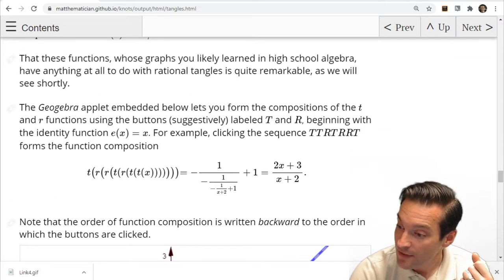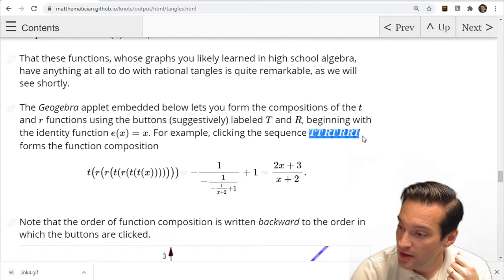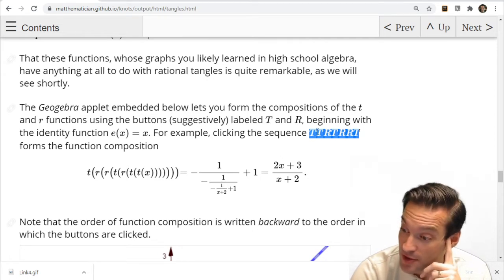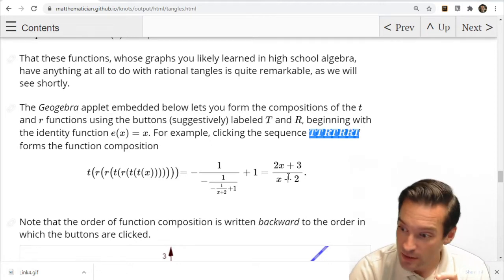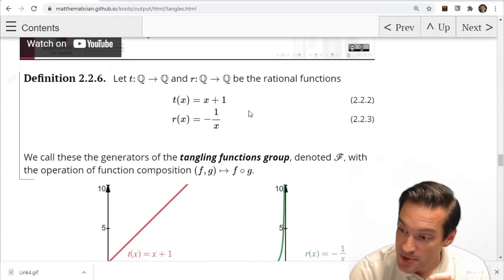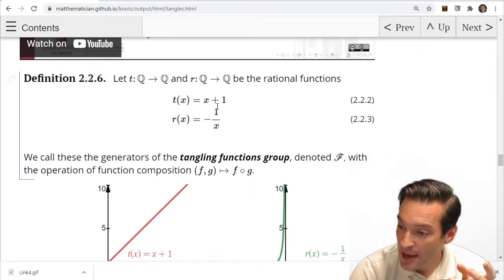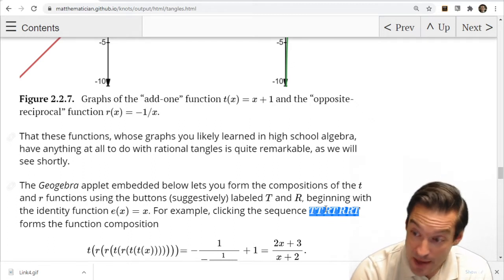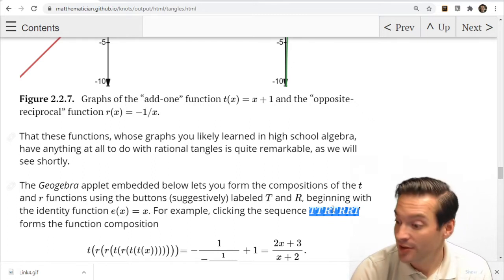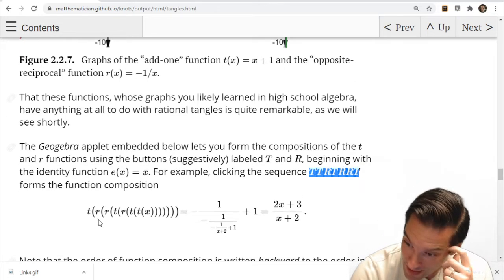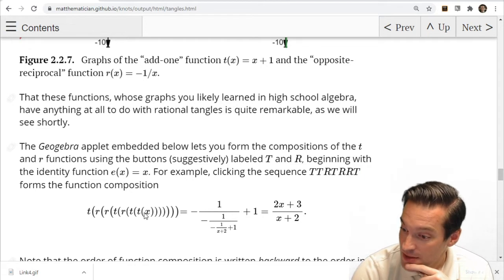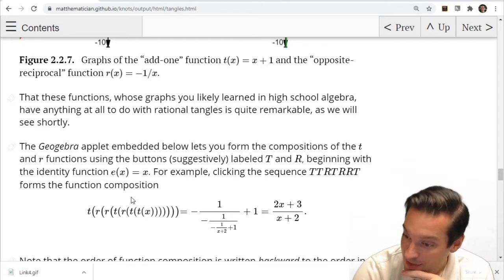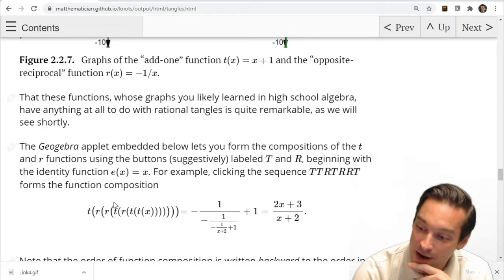For example, if I have the rational tangle TTR, TRRT, right? So 2 twists followed by a rotation, another twist, 2 rotations, and then a twist. The function that I would get that represents that would be the result of taking and applying first the add 1 function, the T function, twice, and then I would apply the rotation function to that result. Then I would apply the twist function to that result. Then I would apply the rotation function twice to that result, and then the twist function one more time to that result. And so I would get the function composition, T happens, then T happens, then R happens, then T happens, then R, then R, then T.